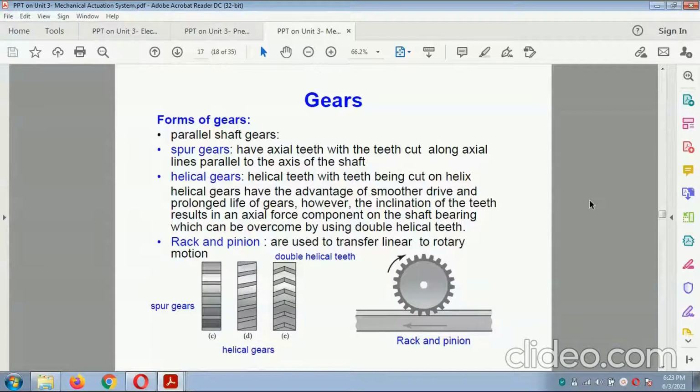Rack and pinion are used to transfer linear to rotary motion. So this is the diagram of the spur gear, this is the diagram of the helical gear, and this is the rack and pinion.